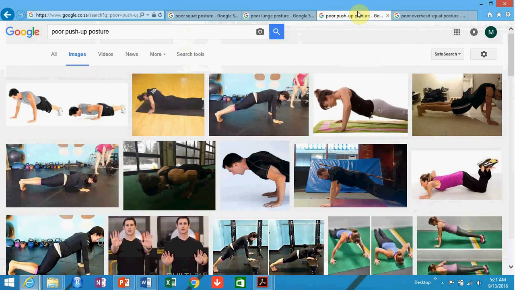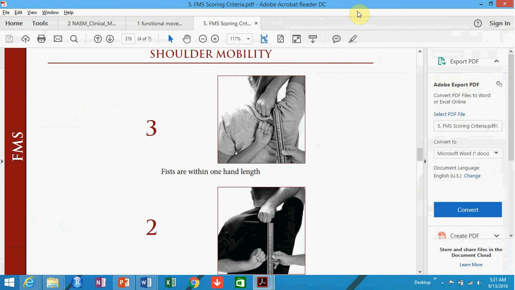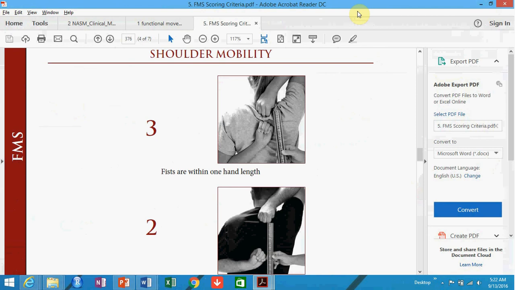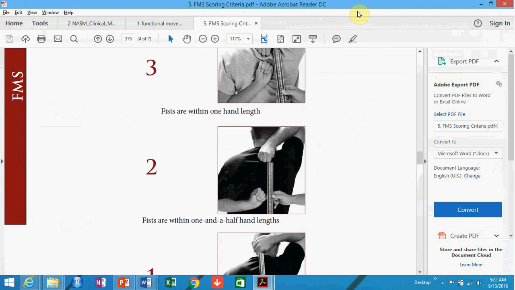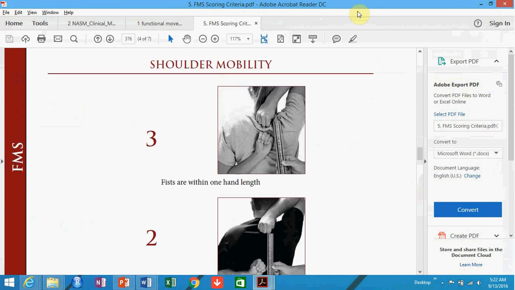Okay, then push-up posture for our functional movement screen, other than shoulder mobility. So for those of you in the class who have not yet had a look at what your shoulder flexibility is, you might have asymmetry between the one side of the body and the other. It is important to get your arms to a position where they can nearly touch, or where they are in a fist's hand distance from each other.